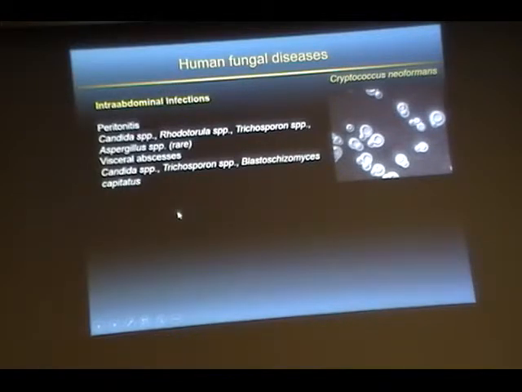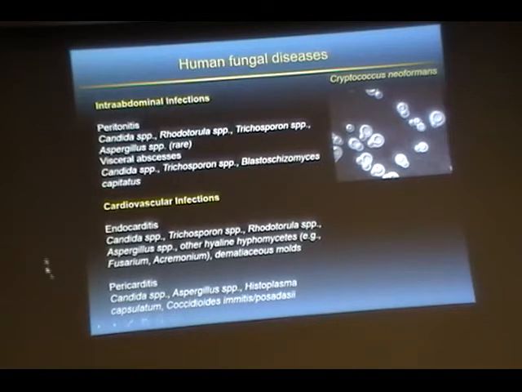And visceral abscesses can also subsequently result from these gut infections. In extreme cases, fungi can also cause cardiovascular infections in the endocardium and the pericardium, where Candida and Aspergillus species are known to cause these infections.